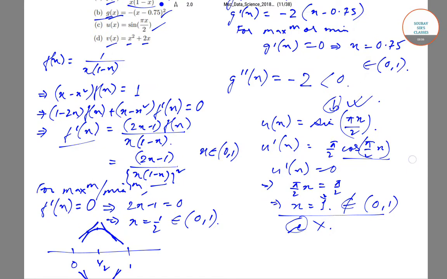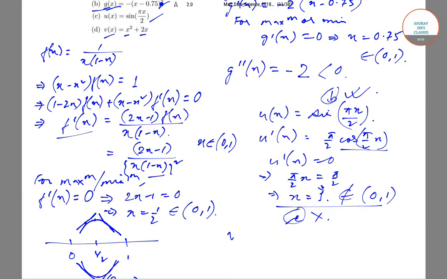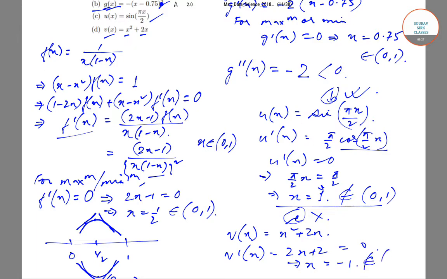Now we go to the last option, which is option D. Here it has been given that the function v of x is equal to x square plus twice x. So now v dash x is equal to twice of x plus 2, and for maximum and minimum, this will be equal to 0. So that implies that x is equal to minus of 1, which again does not belong to the open interval 0, 1. So therefore option D is also neglected.